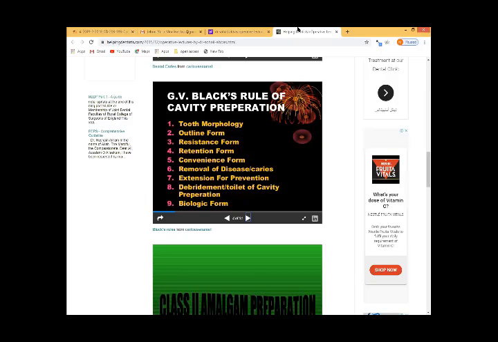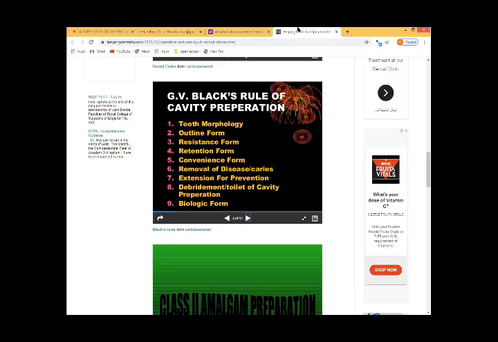Then with right or left, we have already talked that we will not leave any sharp line angle, because if we leave a sharp line angle, it will be difficult for us to condense or retain the material into those sharp line angles. So we will normally try to make all line angles or point angles slightly rounded.